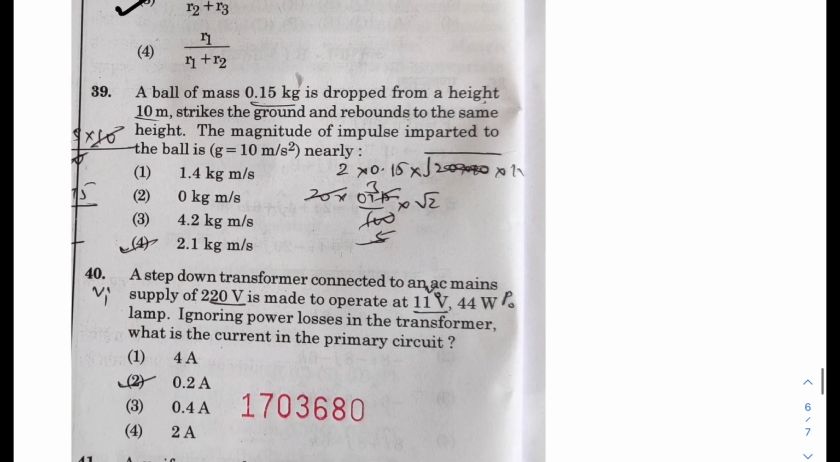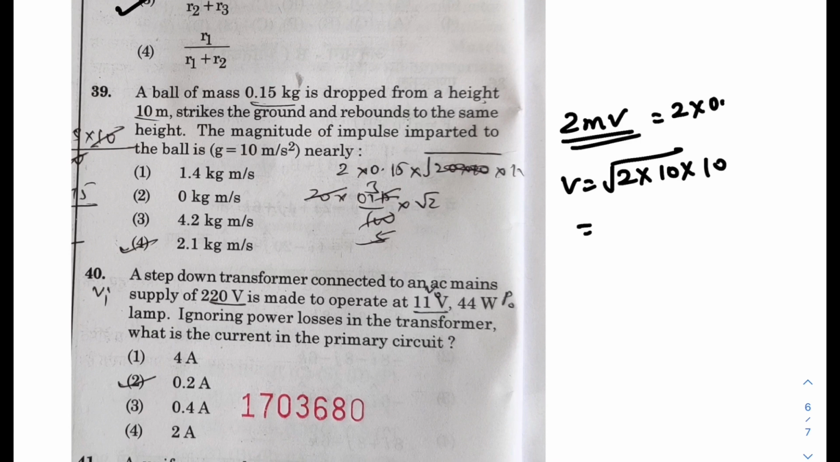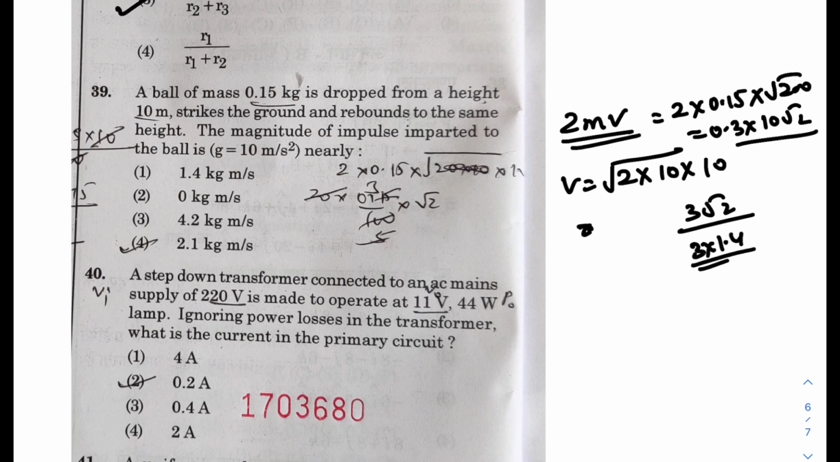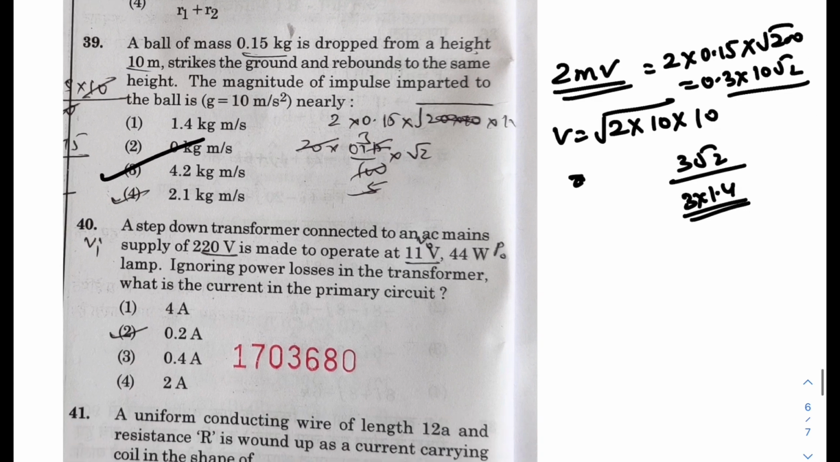Next. A ball of mass 0.15 kg dropped from a height of 10 meters strikes the ground and rebounds to the same height. The magnitude of the impulse we can directly say is equal to 2 mv, and v is equal to root 2gh, 2 into 10 into g, and this is 10, so root 200. So 2 into m is 0.3 into root of 200. So it is 0.3 into 10 root 2, so it is 3 root 2. 3 root 2 is approximately 3 into 1.4, that comes out as 4.2. Go with option 3 in this case.